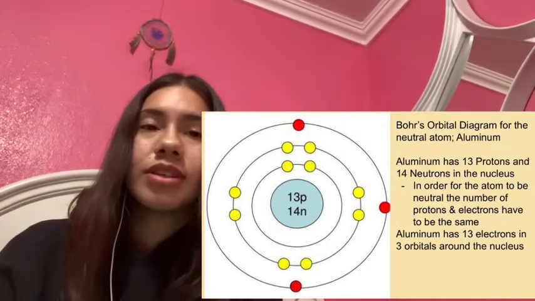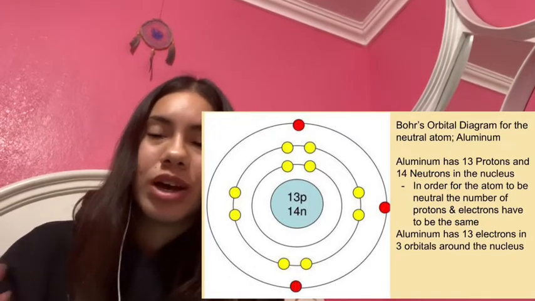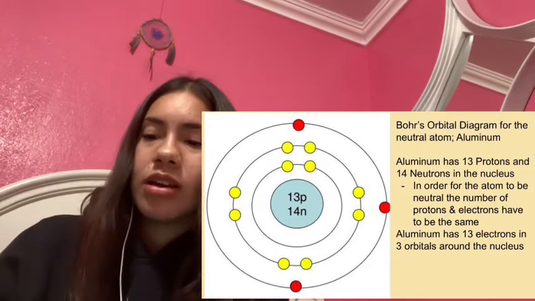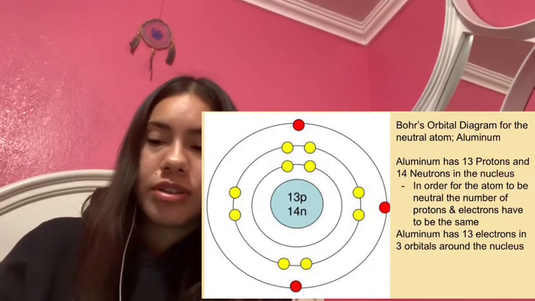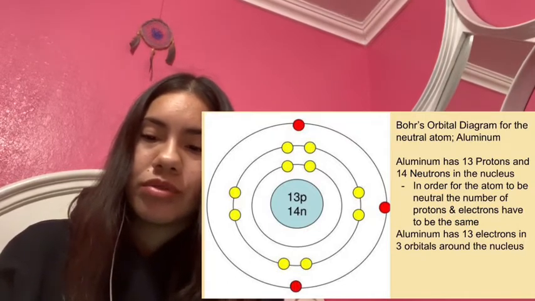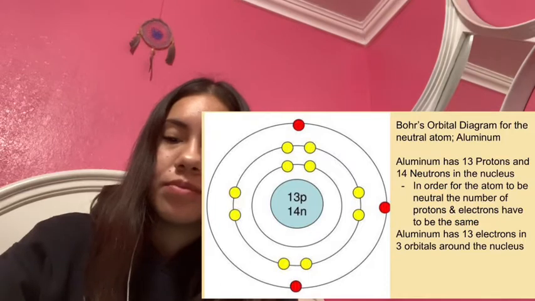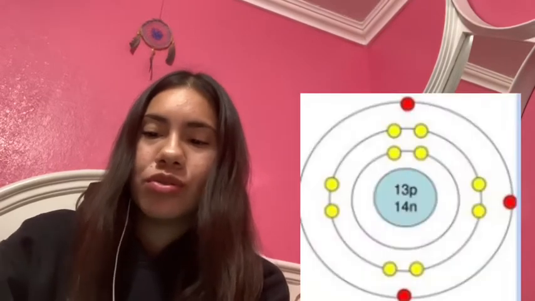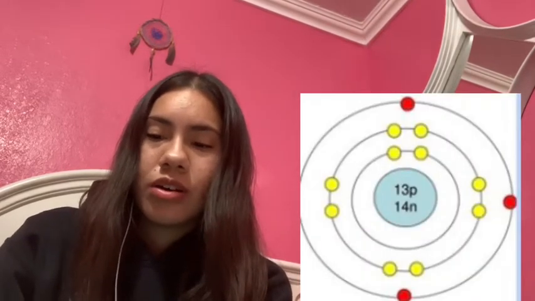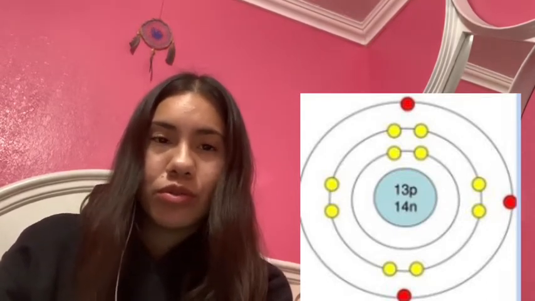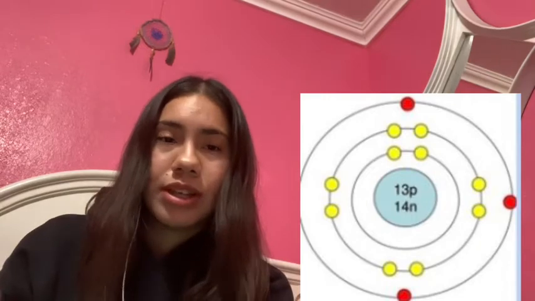Since this is a neutral atom, the number of protons and electrons have to be the same. So we're going to have 13 electrons in 3 orbitals around the nucleus. Here we have 3 circles around the nucleus, and they have different amounts of electrons. I'll get into that later, but here it is. We have 2 electrons in the first orbital, 8 in the second orbital, and 3 in the third orbital, all totaling up to 13 electrons.